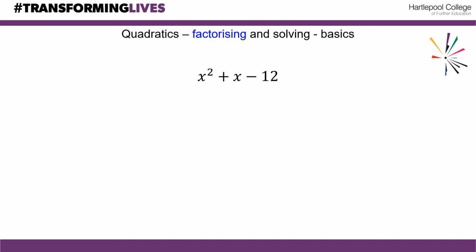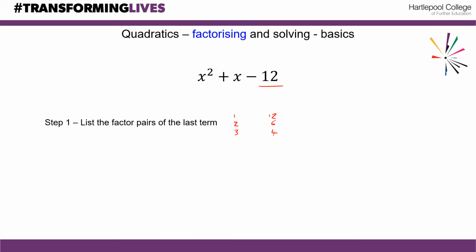Okay, next up, this is the one that can be a little bit tricky. We have a negative last term, so x squared plus x minus 12. And just remember that x on its own is 1x. Useful thing to remember. Okay, so step 1, list the factor pairs for the last term. So we want all the factors of 12. So we've got 1 and 12, we've got 2 and 6, and we've got 3 and 4.